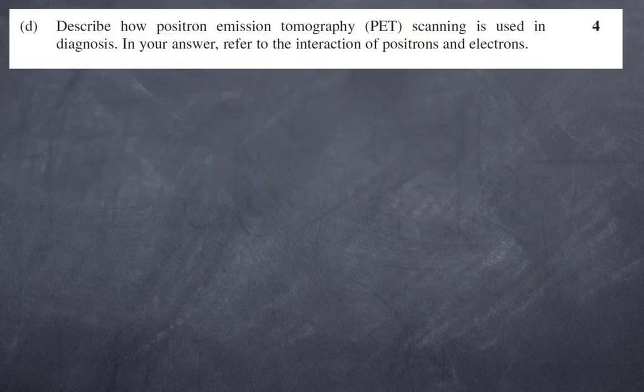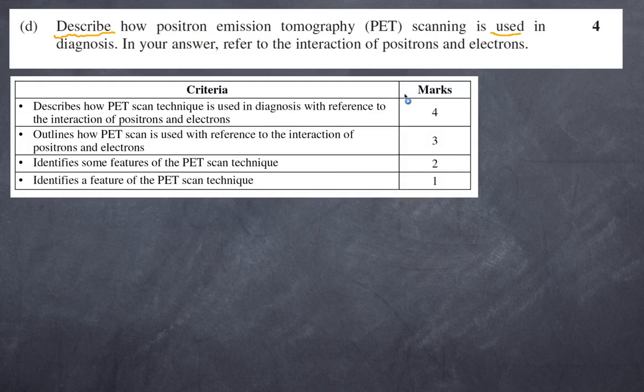So let's look at part D. It says describe how positron emission tomography or PET scanning is used in diagnosis. In your answer, refer to the interaction of the positrons and electrons. This is a describe question. It is not an explain question. We are not interested in the cause and effect of how the actual positrons are produced. You should know it is due to the decay of the fluorine into oxygen as an example, and by release of a positron. So let's have a look at the marking guidelines.